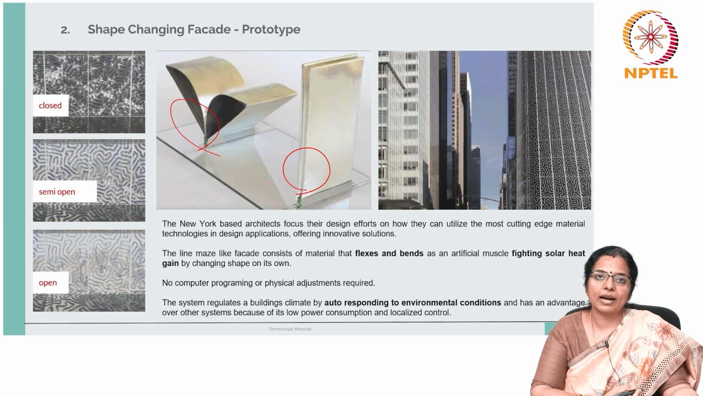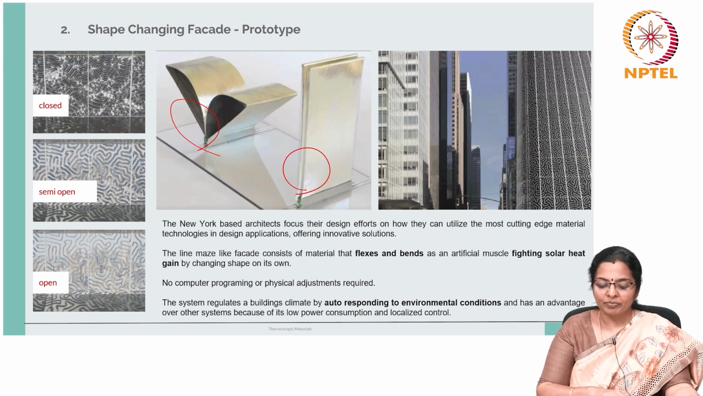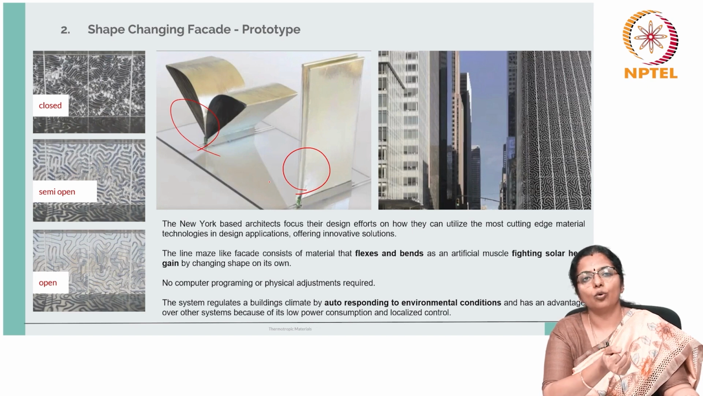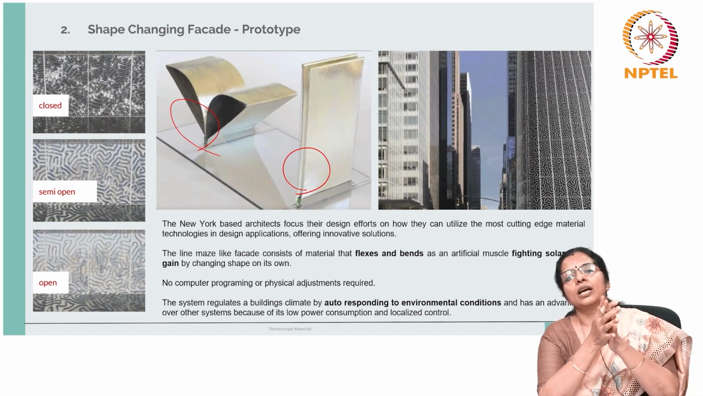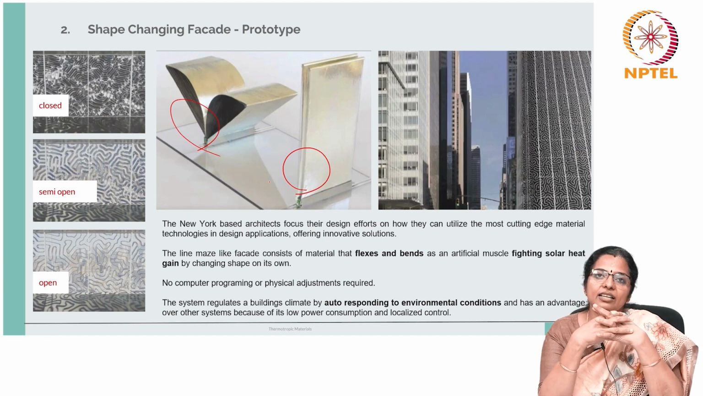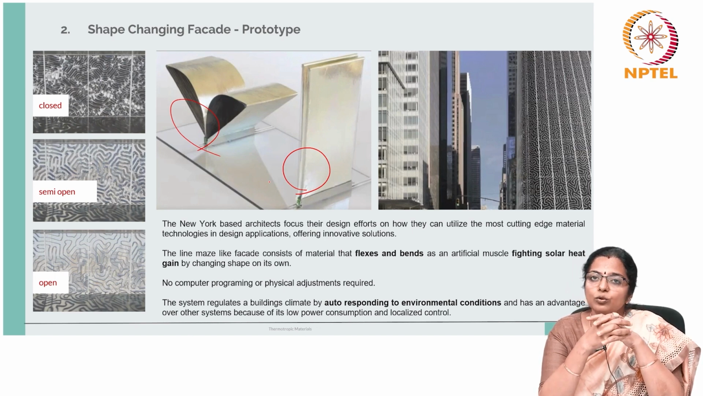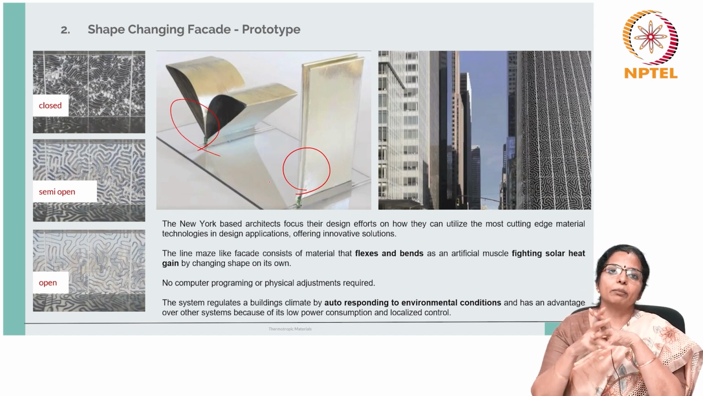No computer program or physical adjustments are required. The system regulates a building's climate by auto-responding to environmental conditions and has an advantage over other systems because of its low power consumption and localized control. So, these are the various dimensions, various aspects, advantages, limitations, uses of thermotropic materials.